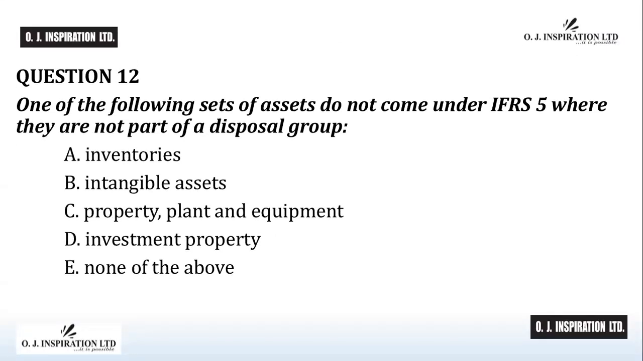Question number 12. The answer to question number 12 is A, inventories. Where inventories are not part of a disposal group, they are not assets to which IFRS 5 applies as they are current assets. IFRS 5, apart from disposal group, applies only to non-current assets that meet certain conditions. A is the answer to question number 12.